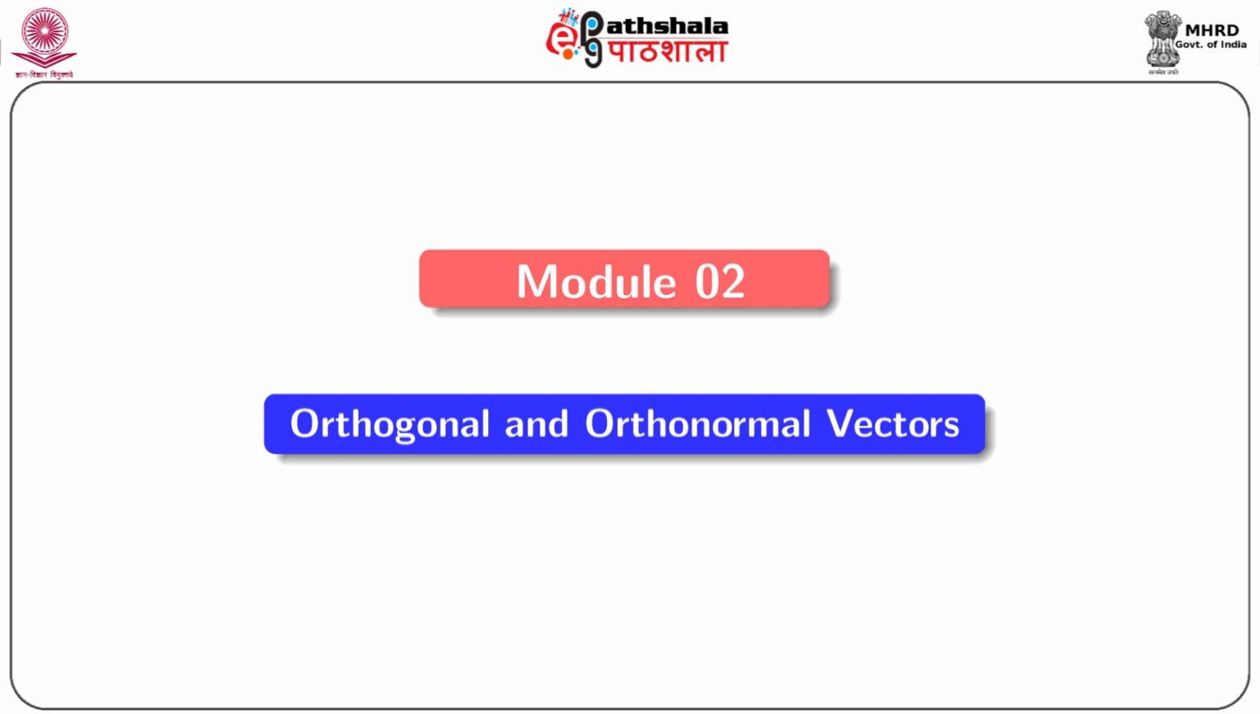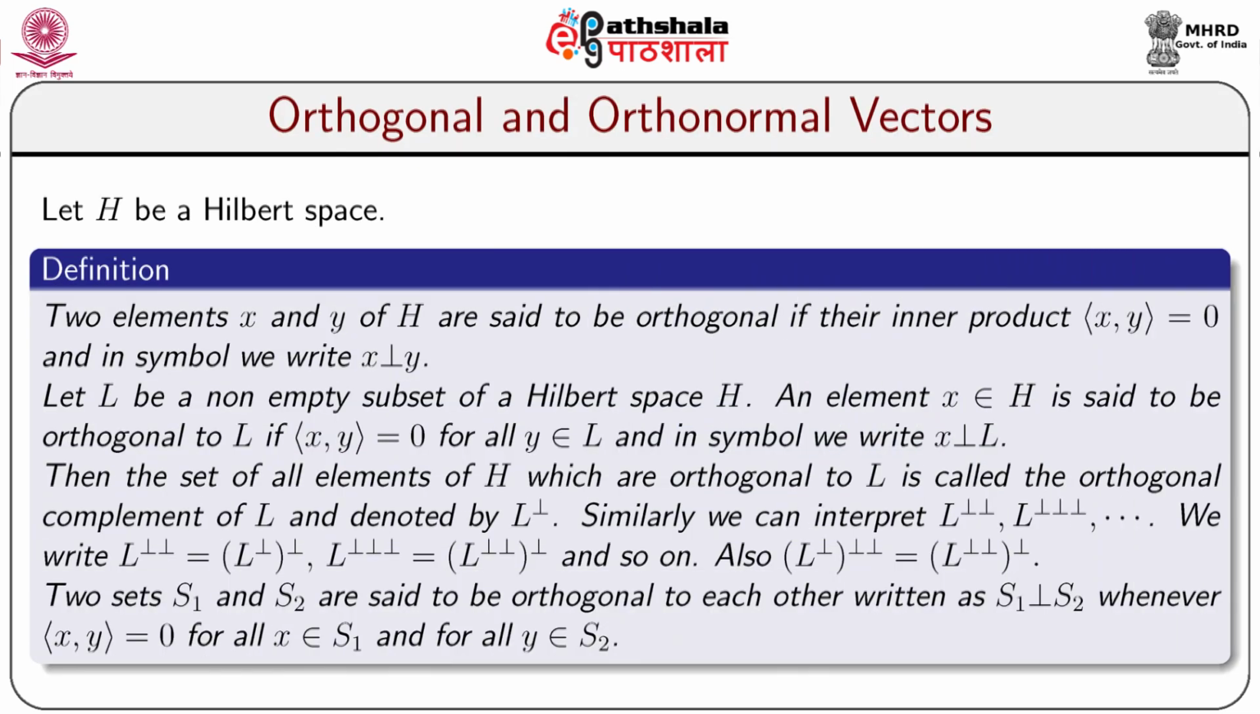We are now discussing module 2. The title of module 2 is orthogonal and orthonormal vectors. Let capital H be a Hilbert space. Let us take a definition. Two elements x and y of capital H are said to be orthogonal if their inner product x comma y is equal to 0, and in symbol we write x perpendicular to y, and sometimes we say x perp y. That means x and y are perpendicular to each other geometrically.